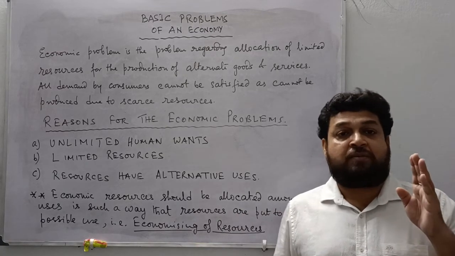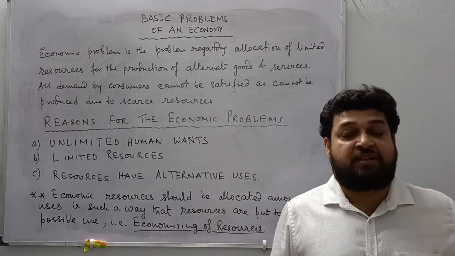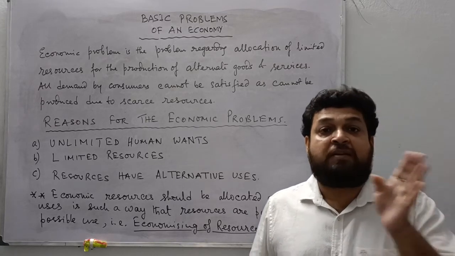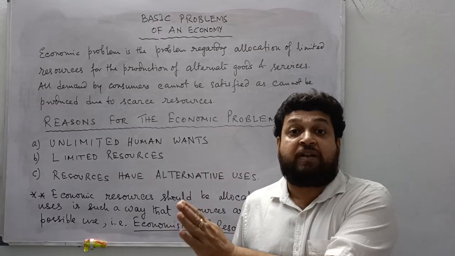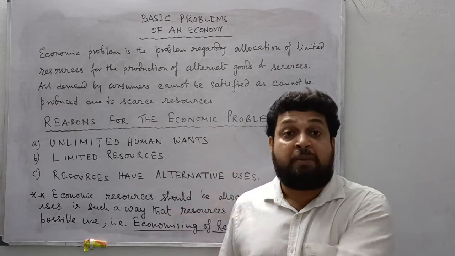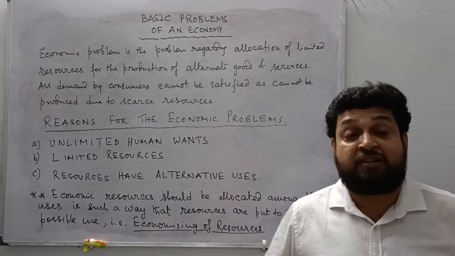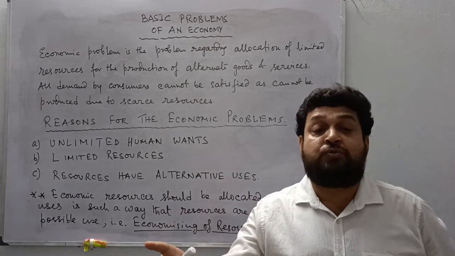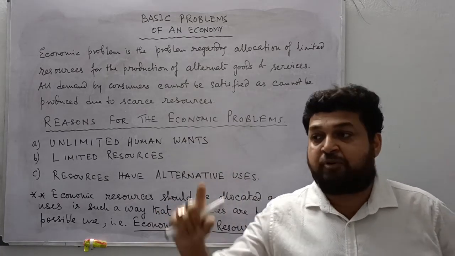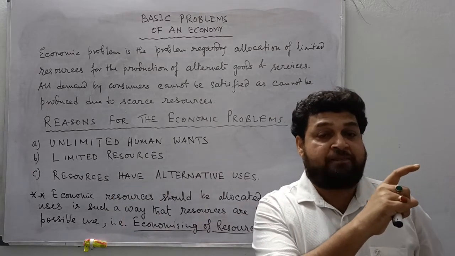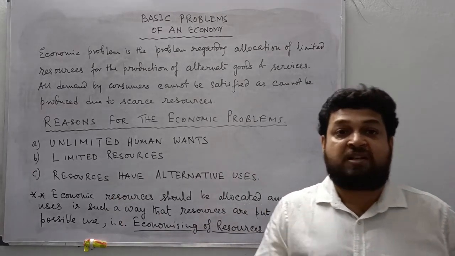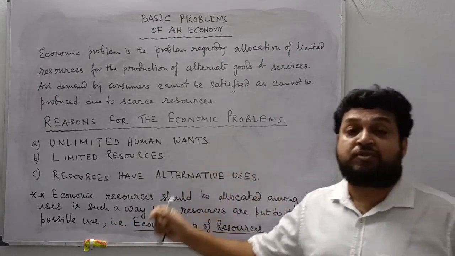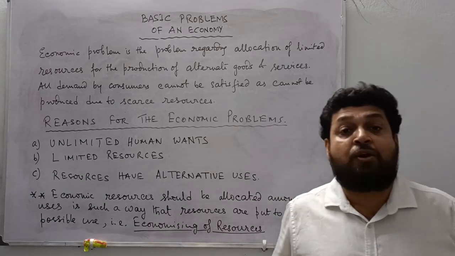A particular labor is used for producing this, but he may not be an expert in producing that. Had he been put somewhere else into use, he would have given a better output or a much more efficient service. So that means the best use of that resource is here in production of this particular item, not this one. So the resources should be used in such a way that they are put into the best possible use. Such allocation of resources is known as economizing of resources.